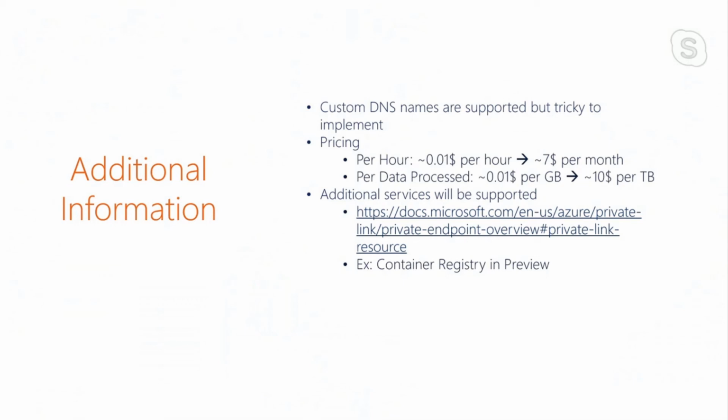Okay. For the pricing, private endpoints today are priced per hour and per data, which means that a private endpoint will cost you $7 per month, in addition to the data processed, which is $0.01 per gigabyte or $10 per terabyte, for data processed in and out.